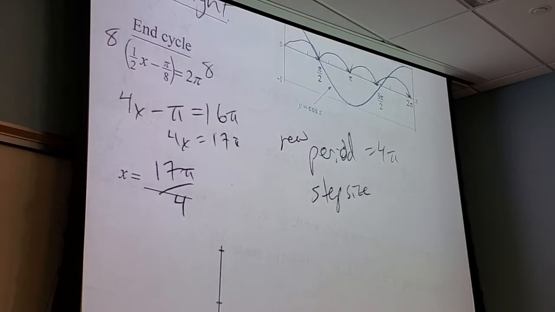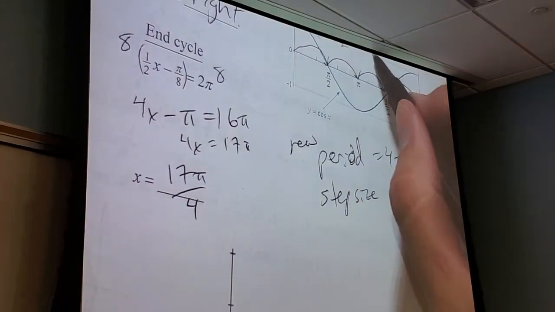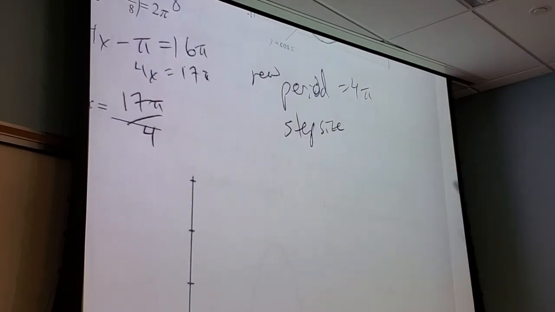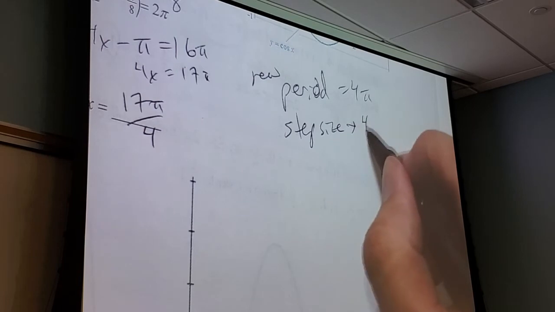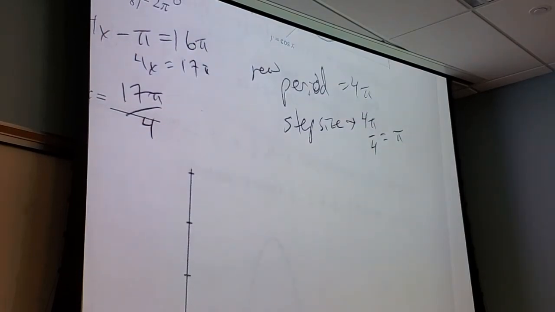So to figure out how big each step is, I just take the period divided by 4. Because isn't that what we do? Then we cut this up into 4 parts? 1, 2, 3, 4 parts. So if, and again, this isn't really necessary, but it's nice. The step size will be 4 pi over 4. It'll be pi. All right. What does all that mean, Jeff?